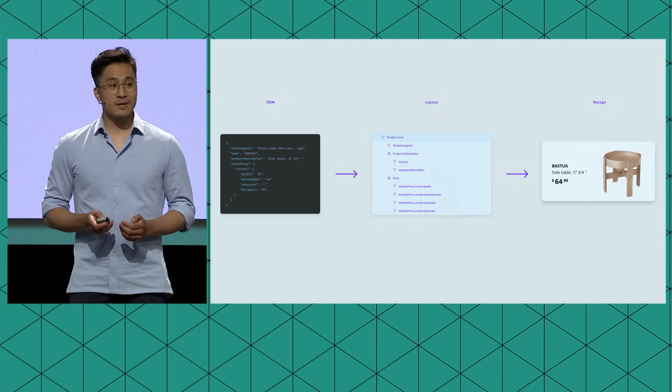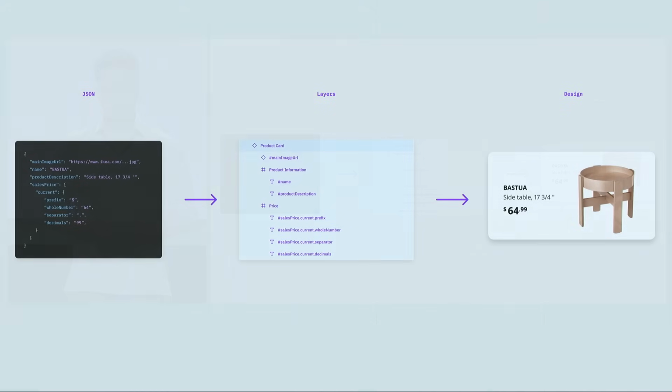By using Figma's plugin API and our internal APIs, we can now populate our designs with real data in a couple of clicks. This not only saves us time and effort, but also ensures that our designs accurately represent real-world scenarios.